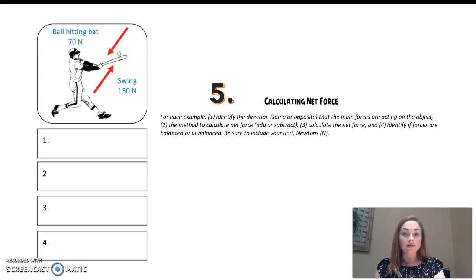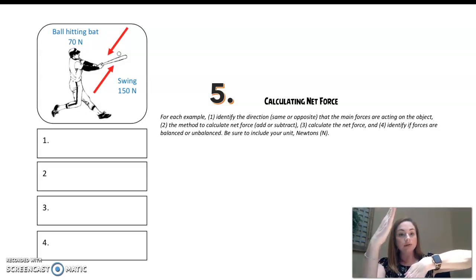All right, number 5. We have a person hitting a baseball. We have an arrow pointing down and an arrow pointing up and out.